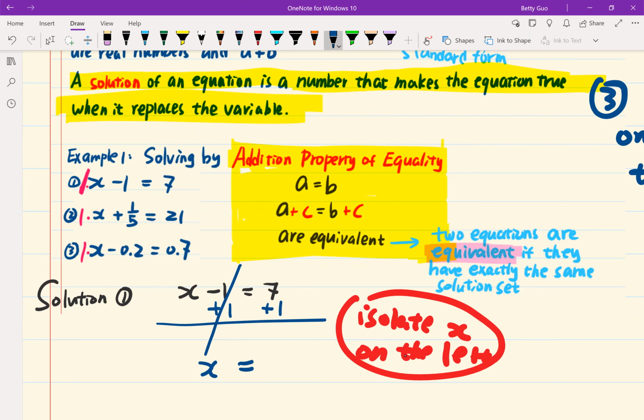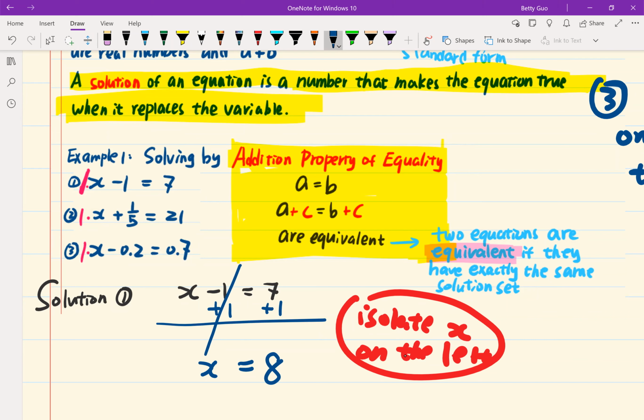What is on the right? 7 plus 1. It was 7, but you add 1 more, right? Do you have 8? Yeah? Okay. And that's the solution. Once you isolate the x on the left, the number on the right, which equates the variable, that's the solution you're looking for. Okay?